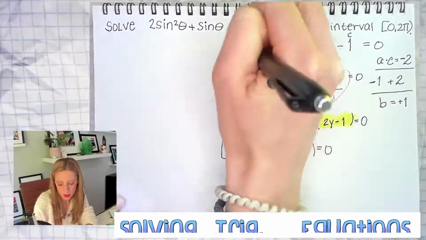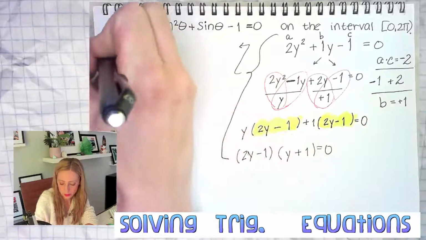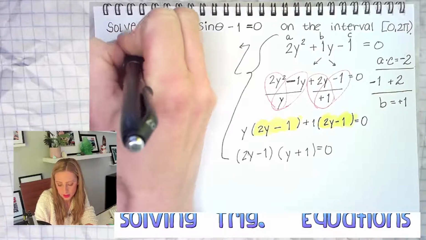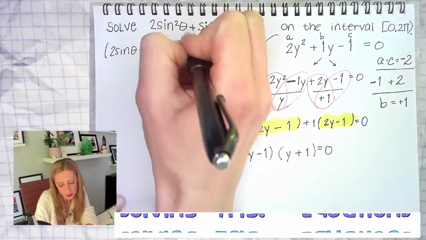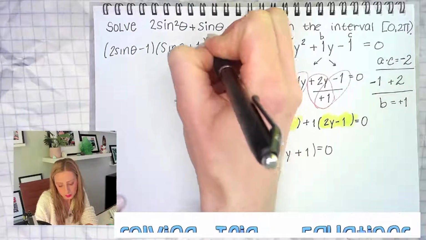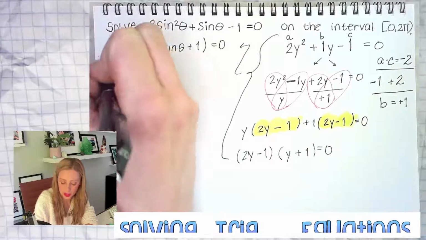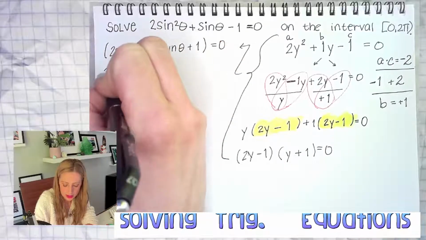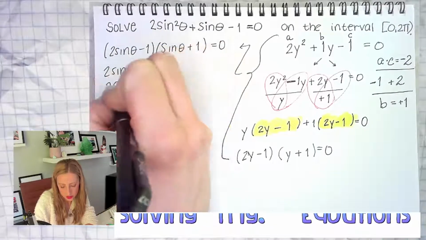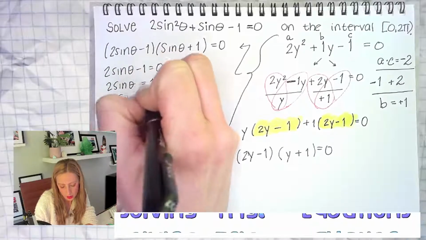However, I'm going to jump over here now, and that gives me 2 sine theta minus 1, and that gives me sine theta plus 1. And we're going to use the zero product property. 2 sine theta minus 1 is 0. 2 sine theta equals 1. Sine theta equals 1/2.